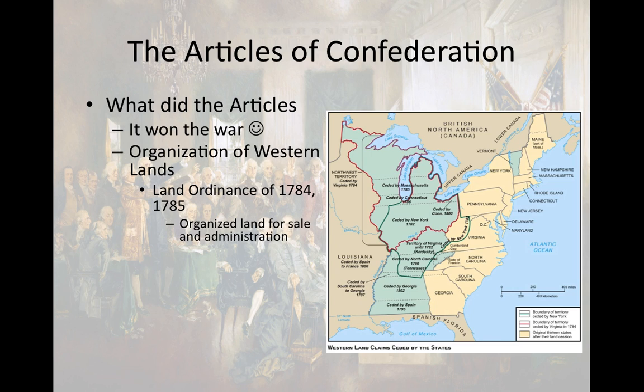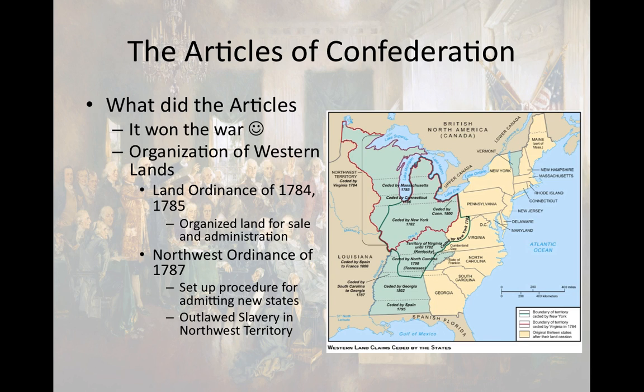So the land that is in the Northwest Territory, this area right here that's outlined in red, the land ordinances got that land ready to sell to people, and that was a way that the government could make money. It was the only way the government could make money, and even though they made some money off of it, there wasn't a ton of money coming in.